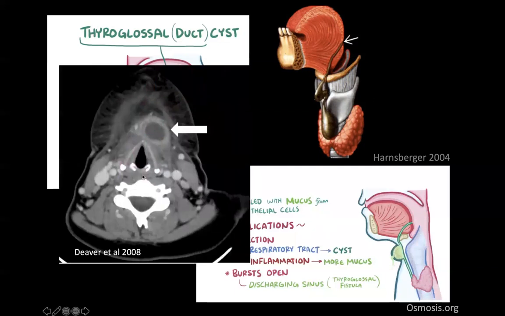And this is the appearance. Note here we are below the level of the hyoid bone, at the level of the larynx, and this inflamed thyroglossal duct cyst is slightly off midline. So don't let it fool you.